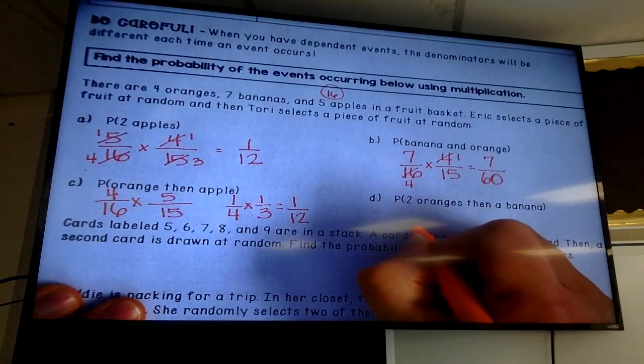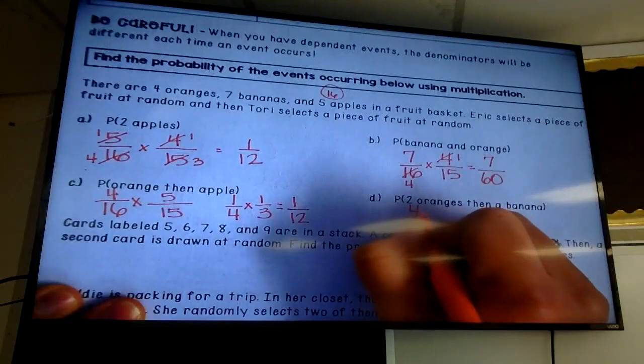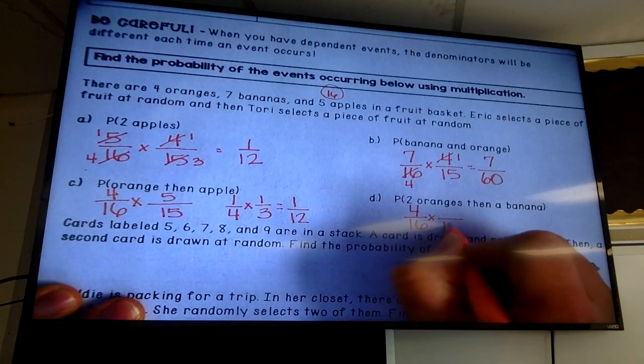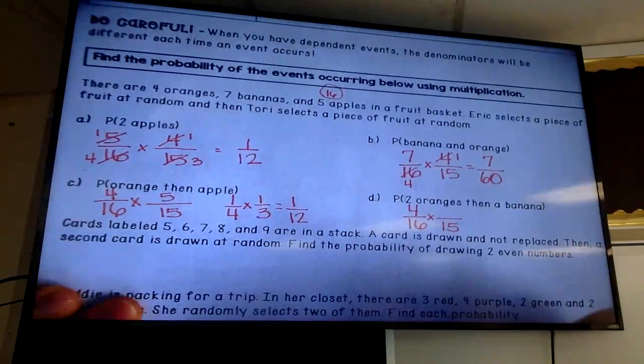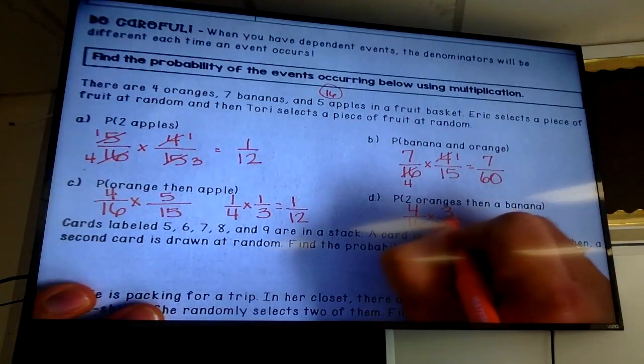So again, 16 pieces of fruit. There's an orange, so 4 out of 16. Now, Tori's going to come through, and now there's only 15 pieces of fruit. But remember, Eric already picked an orange, so now there's only 3 oranges left.